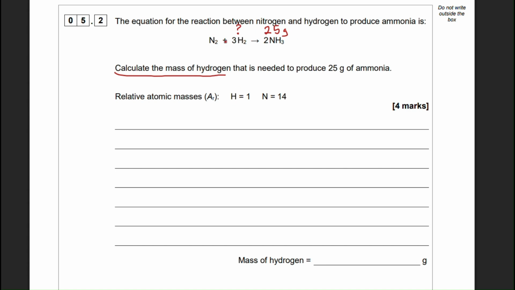Okay, so it's important to do this because it means that we only talk about the hydrogen and the ammonia. We can ignore the nitrogen. We don't need to do anything with that at all. So I'm just going to cross it out just to make it easier.